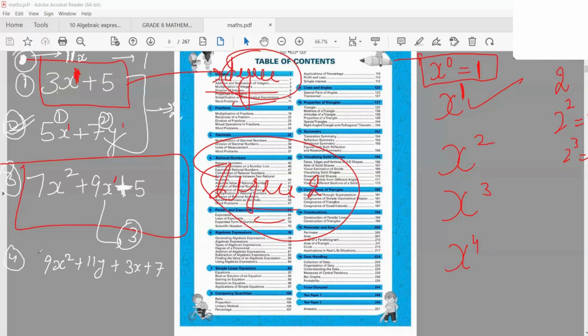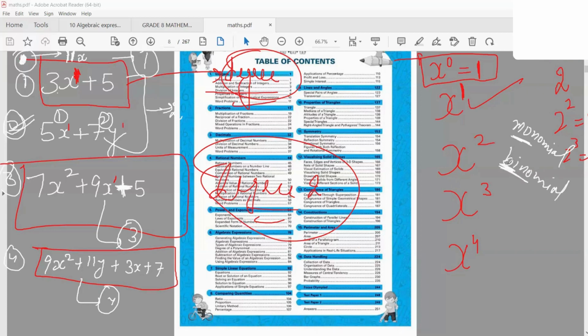How many terms are there now? There are 4 terms. Now we have a name for everything in mathematics. The algebraic expressions which have only 1 term, we call them monomials. Mono meaning 1, and nomial meaning expression. Here there are 2 terms, we call them binomial. Bi meaning 2. So monomial, and then there is binomial. Can you guess what would be the term for three? Trinomial. Yeah, well done. It would be trinomial.